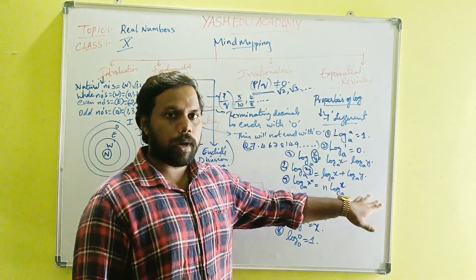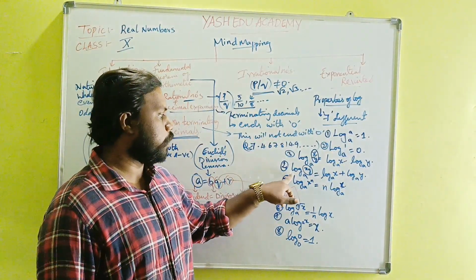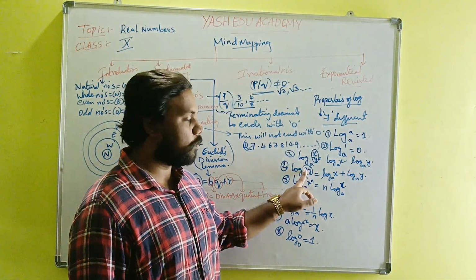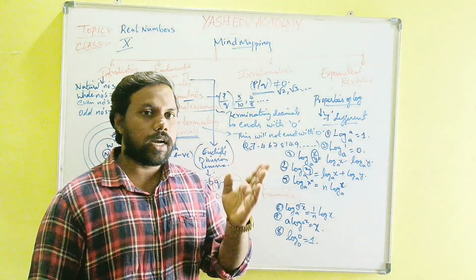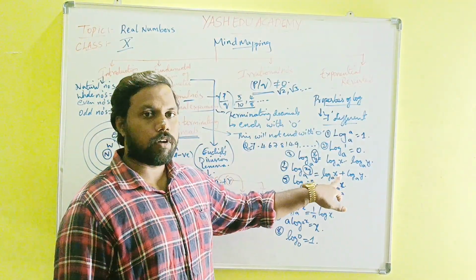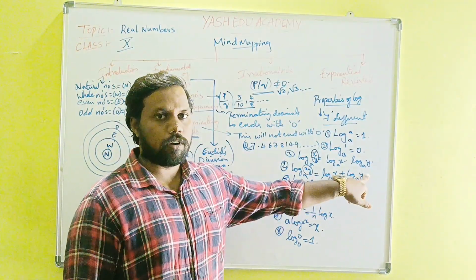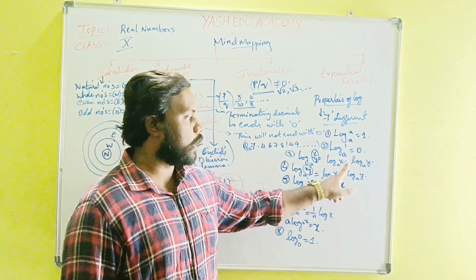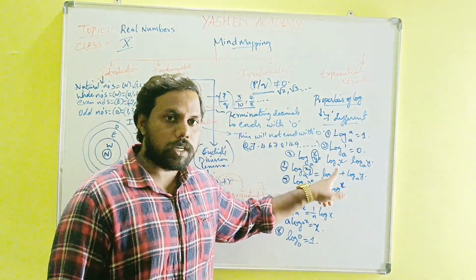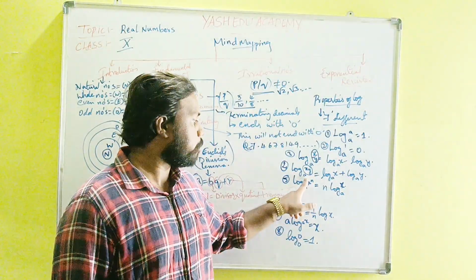Now the fourth one, log base a of x into y. Here it is x into y. When it is in multiplication format, then the right hand side values will be in the addition format. Now log base a x plus log base a y. So here, observe the terms in between: x by y, which is in division format, becomes subtraction, and multiplication format becomes addition format.